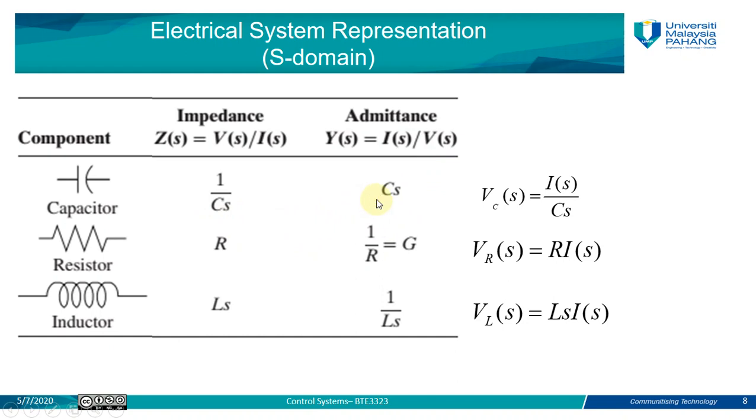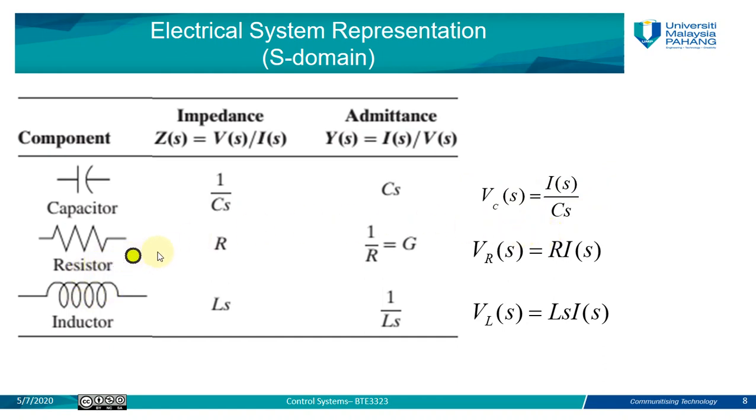The value of the voltage for the capacitor here, based on Ohm's law, Vcs is equal to the current times the impedance. So it's equal to Is times 1 over Cs. So it gives you Is over Cs.